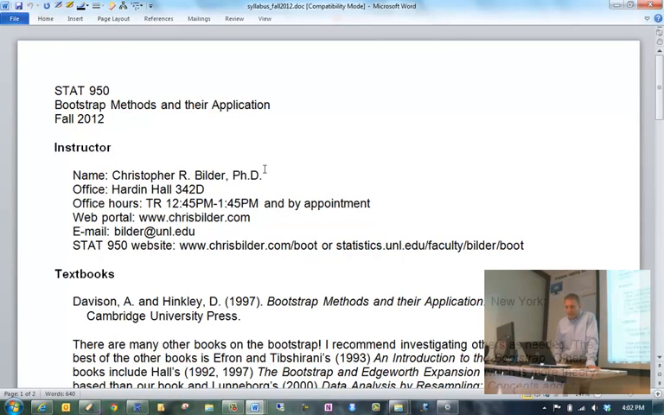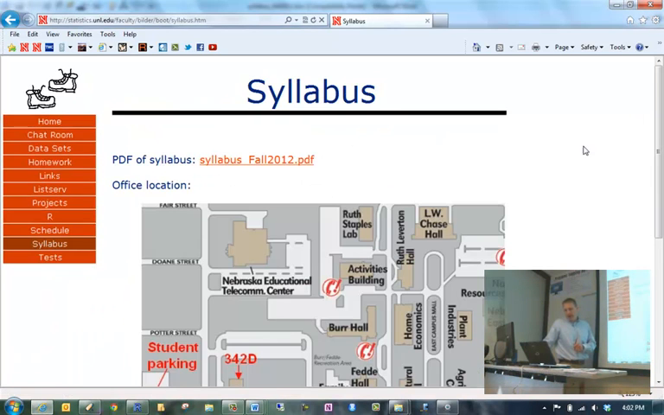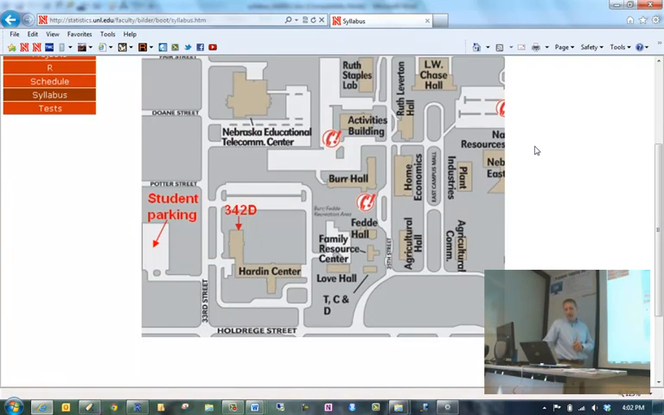So, again, my name is Chris Biller. Please call me Chris. Don't call me Dr. Biller. Call me Chris, not Dr. Biller. My office is in 342D, up in the north wing of the building. Here's an old map of what East Campus looked like a few years ago, when it was Hardin Center, not Hardin Hall. And my office is right there in the northeast corner, if you're not familiar with it.